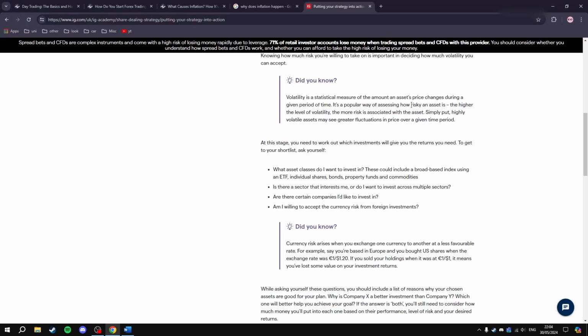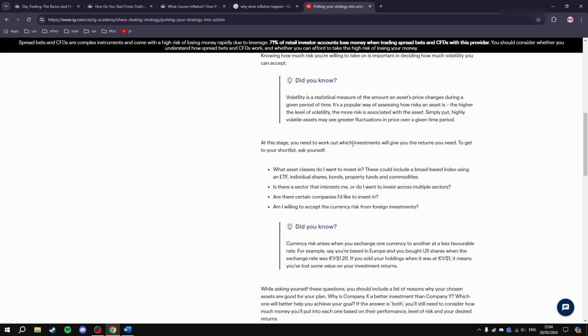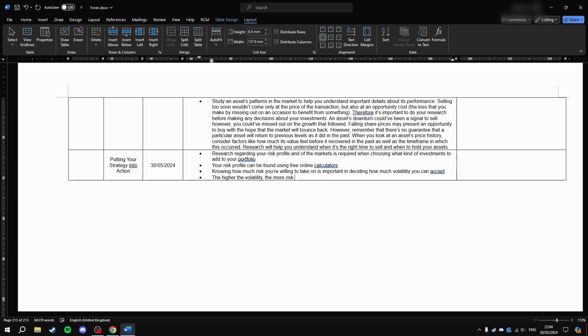Did you know volatility is a statistical measure of the amount of an asset's price changes during a given period of time? It's a popular way of assessing how risky an asset is. The higher the level of volatility, the more risk is associated with the assets. Simply put, highly volatile assets may see greater fluctuations in price over a given time period.